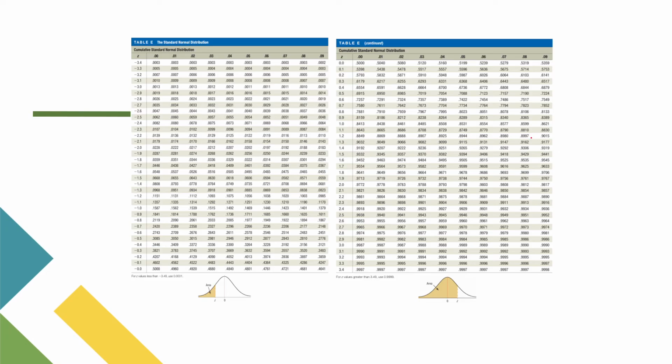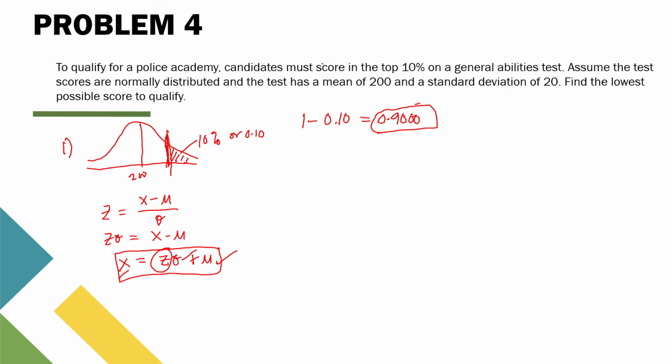Okay, so the nearest one is 0.8997, because it's 0.905 and this is... so the nearest one is 1. Alright, this one is 1.28. Okay, so our z here is equal to 1.28. So the nearest value for that one is 1.28.